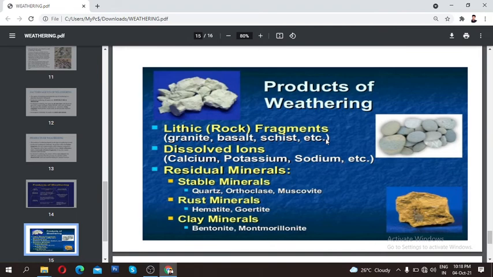Then finally, next is clay minerals. In residual minerals, we can see some clay minerals also, for example bentonite and montmorillonite. Montmorillonite and bentonite are examples of various clay minerals present in residual minerals. So try to know all these things: the various types of products formed after weathering, and try to remember at least one or two names. It is just for an example and for your better understanding of what things will be formed after weathering.